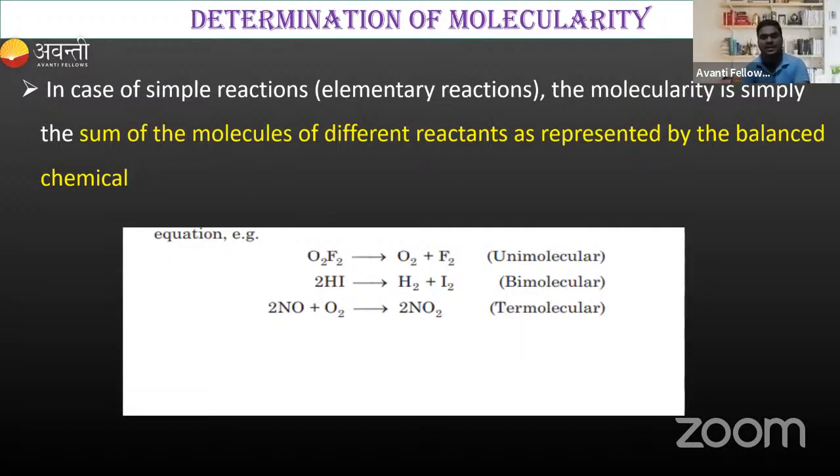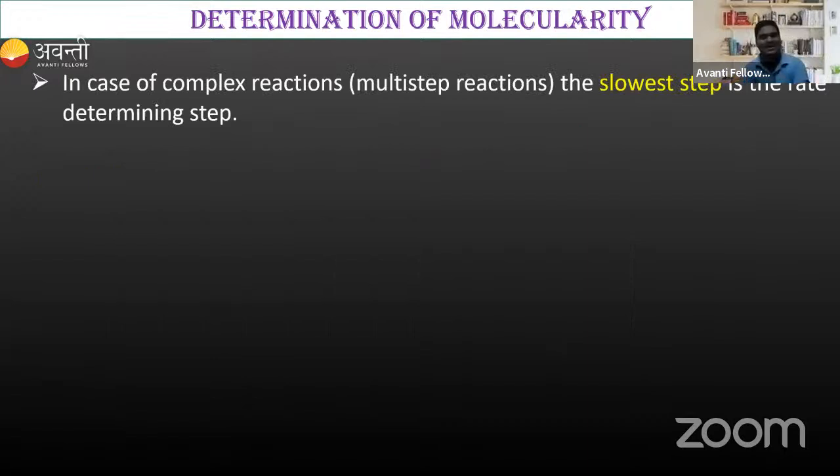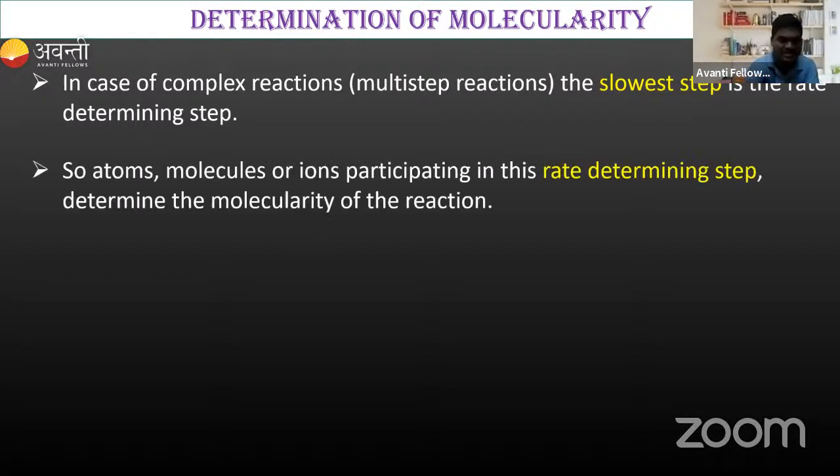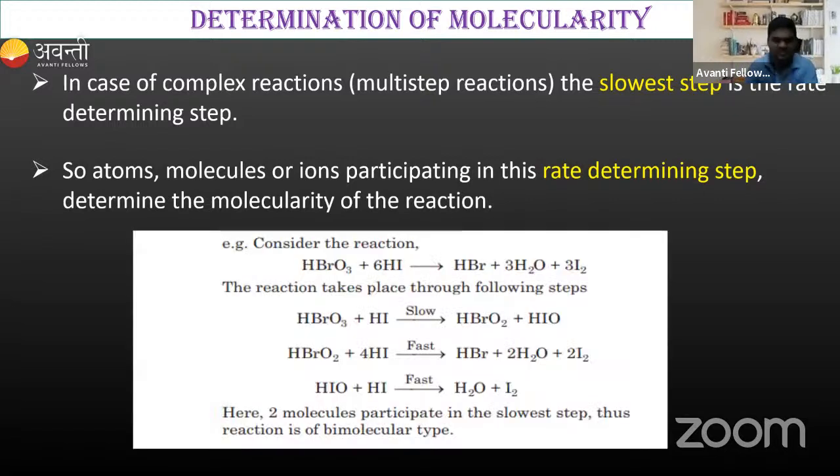Now, as we can see, O2 plus F2 gives O2F2. Is it unimolecular, bimolecular, or termolecular? This is called termolecular, right? So this is how you calculate it. In the case of a complex reaction, that is a multi-step reaction, the slowest step is the rate determining step. Always remember, the atoms, molecules, or ions participating in the rate determining step determine the molecularity of the reaction.